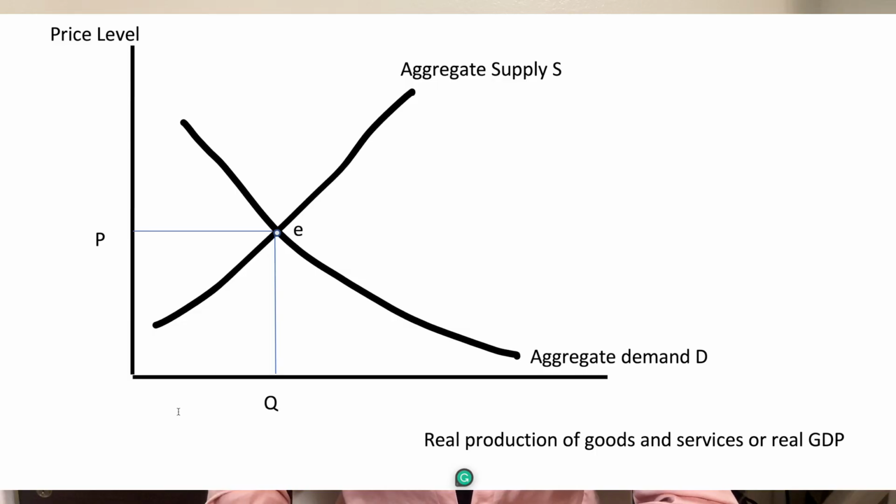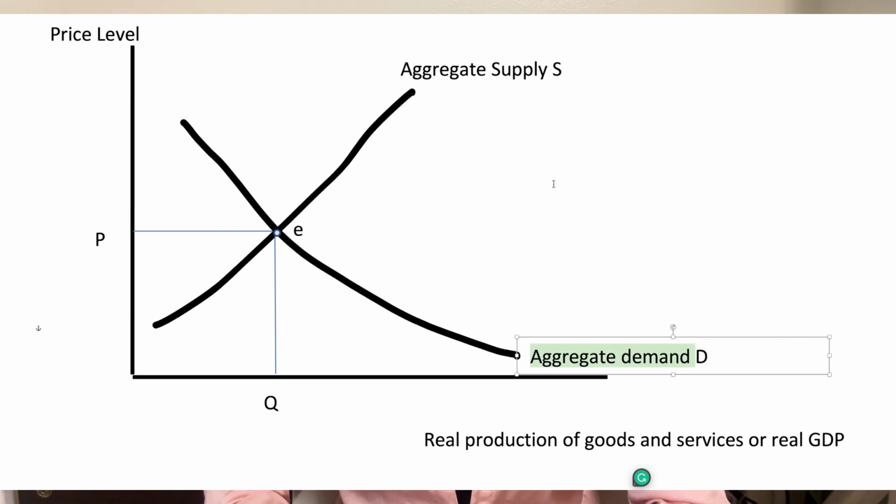To explain this graphically, let's look at the demand and supply model. On the y-axis, we denote the general price level since inflation reflects general price level rise. On the x-axis, we will show the real quantity of goods and services, or you can say the real GDP. In this graph, demand will be aggregate demand as this represents demand from the entire economy.